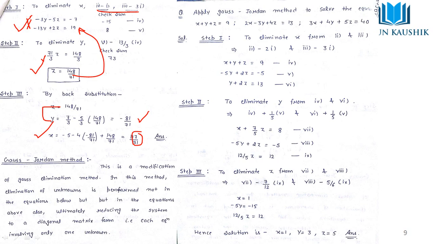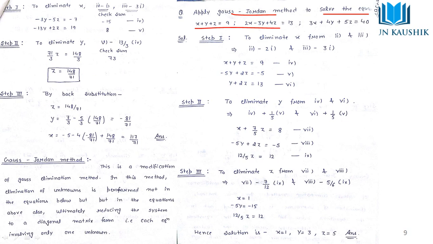Okay, in the Gauss Jordan method, what is the process, what is the modification? We will see this with an example. Apply the Gauss Jordan method to solve this equation: x plus this is equal to this, and this, then that. Okay, so in this process we will eliminate x, y, and z. You can see that we will be taking x, y, and z.